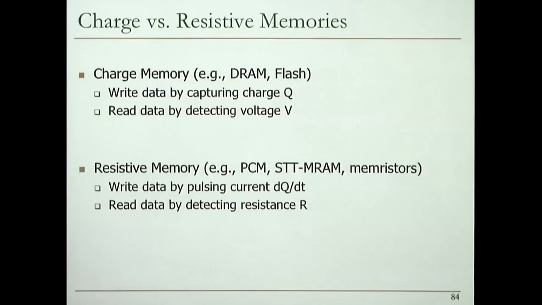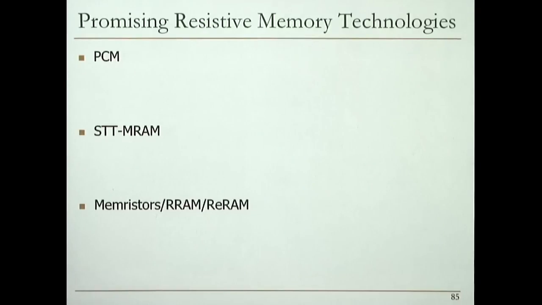Okay, but let's look at the technology first. So what's the difference? In charge-based memory, you write data into a cell by capturing some charge, Q, capacitor in DRAM, floating gate in the flash memory, and you read data by detecting the voltage. And that turns out to be an error-prone process when you scale the technology to very small nodes. In resistive memory, different examples, you basically write data by pulsing some current, and you read data by detecting the resistance. And this turns out to be much, much more scalable. You can do it much better. And again, read the device papers for that.